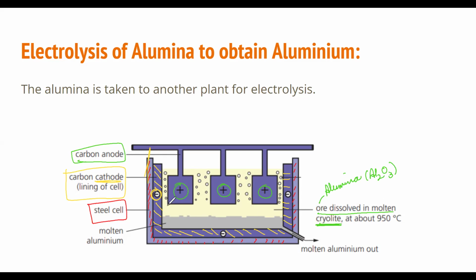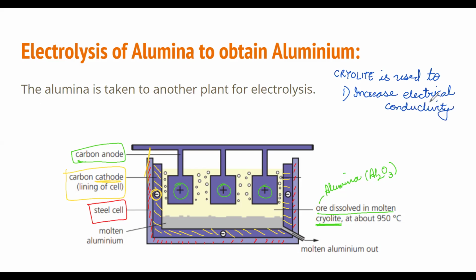Now, what is this cryolite? This actually forms an important question in exams also. So what is cryolite used for? Cryolite is a compound of aluminium itself, and cryolite is used to, number one, increase electrical conductivity. So it increases the electrical conductivity of this alumina.